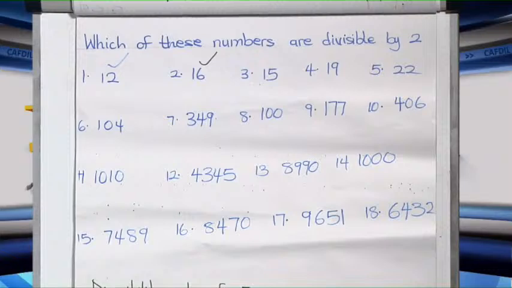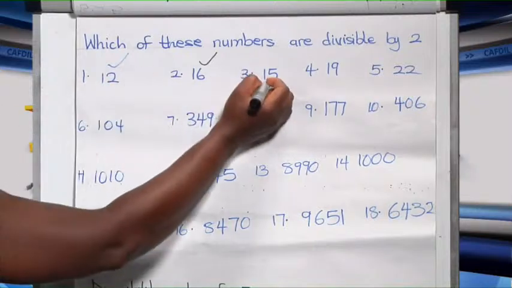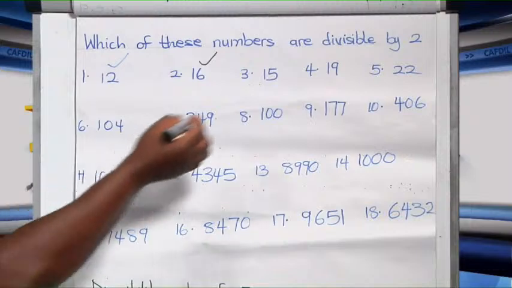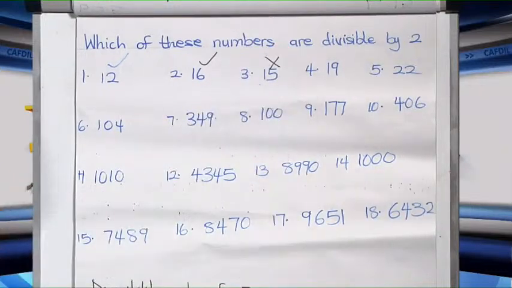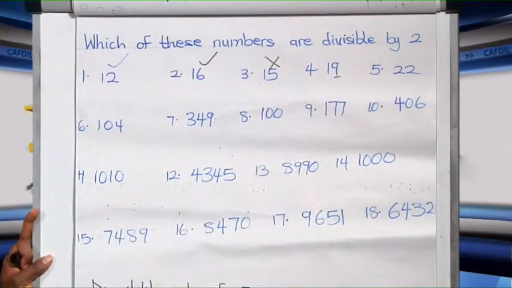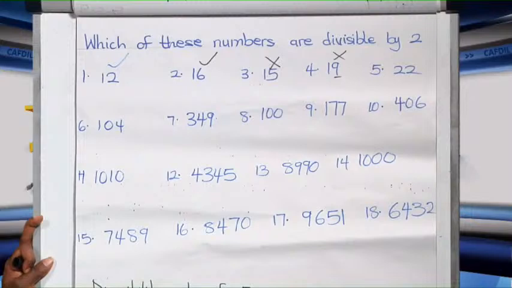The next number is 15. Is 15 an even number? Check the last digit. The last digit is 5. Is 5 an even number? No, 5 is not an even number. So 15 is not divisible by 2. What about 19? Is 19 divisible by 2? The last digit is 9. 9 is not an even number. So 19 can never be divisible by 2.